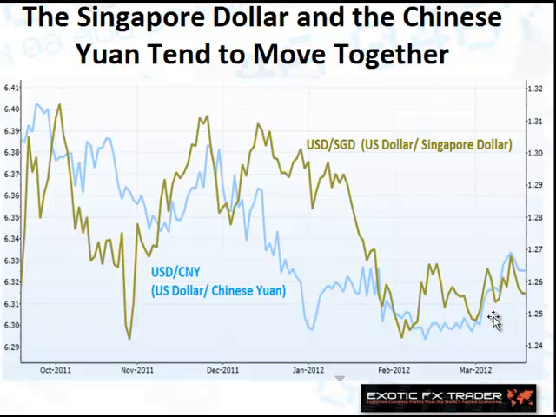As a result, the dollar has rallied against the Chinese yuan in recent days, and as you can see, the same thing has happened with the Singapore dollar, with the dollar rising against the Singapore dollar. So when something happens with the Chinese Yuan, you can use the same idea and use the Singapore dollar to trade the Chinese Yuan. So let's take a closer look at the Singapore dollar and see what's going on right now.